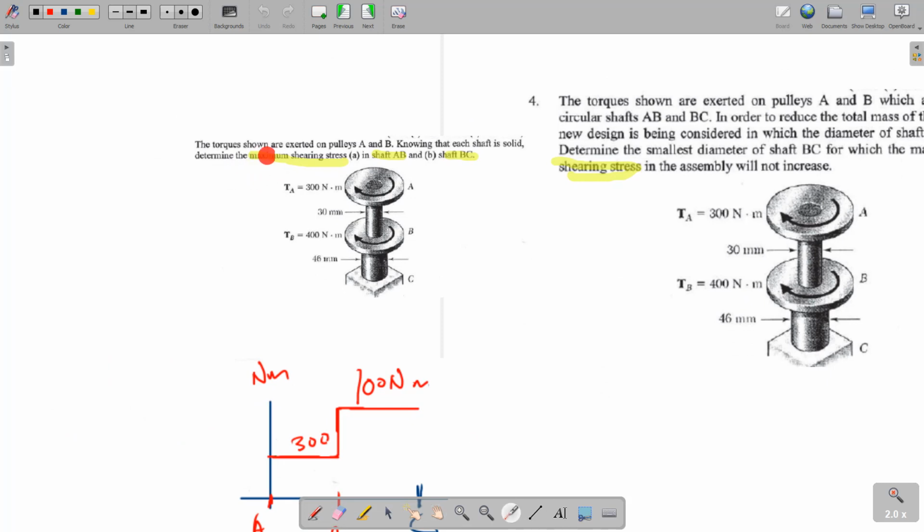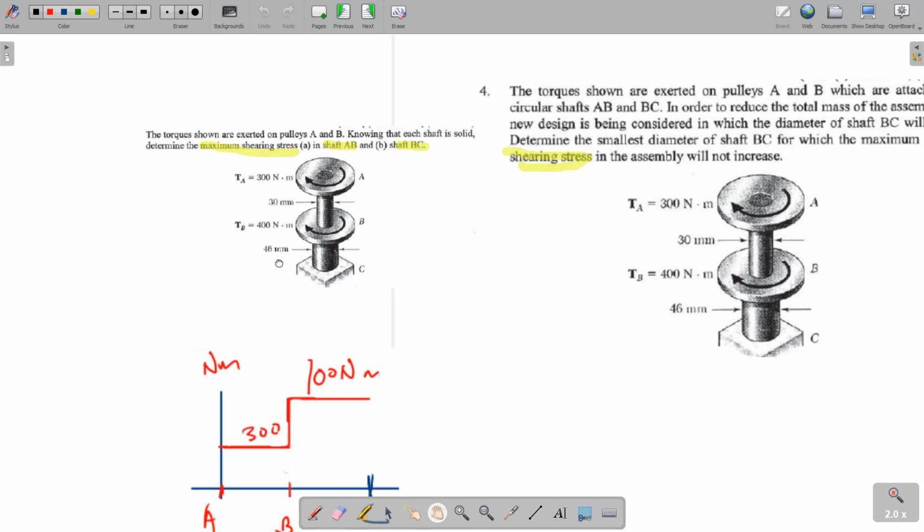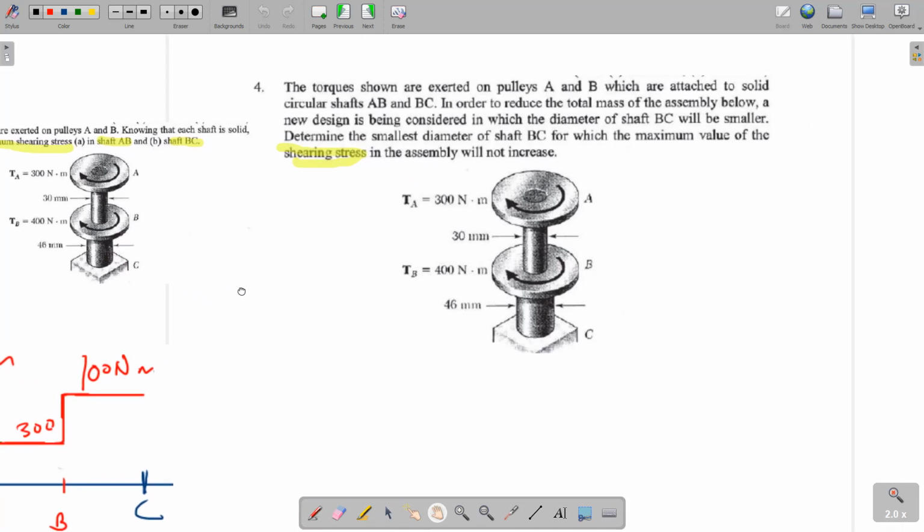The torques are applied on the pulleys A and B, and knowing that each shaft is solid, determine the shear stress in shaft AB and the shaft BC. So this is question 3. Previously, we needed to determine the shear stress for the portion AB and then for the portion BC, and we were given the diameter of the bottom part of the shaft.